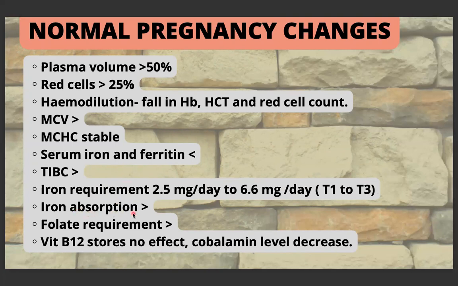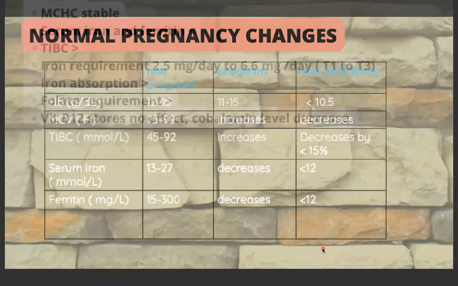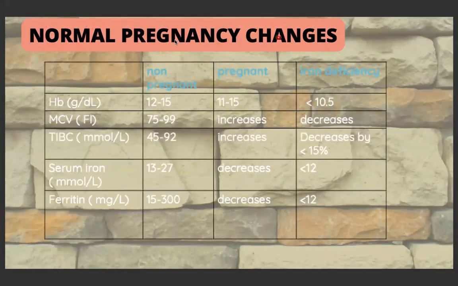Iron absorption will be increased. Folate requirement will also be increased. Vitamin B12 stores have no effect. Cobalamin level will be decreased. So these are the normal pregnancy changes that happen.